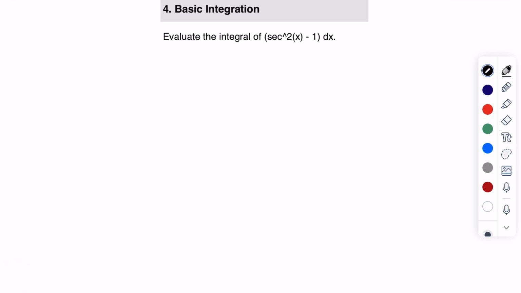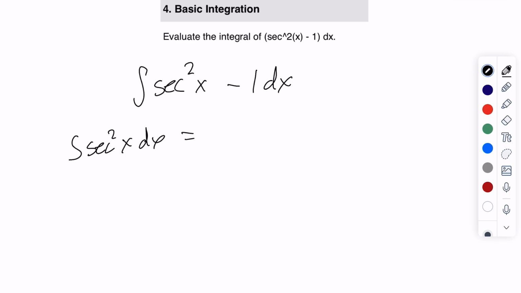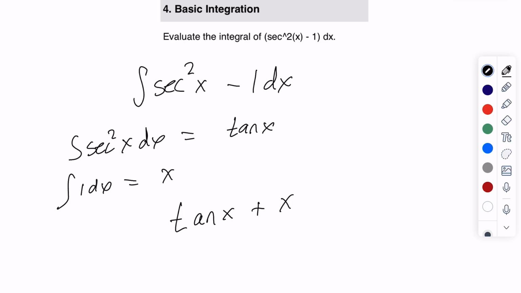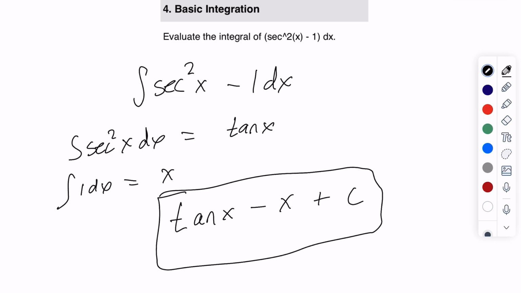For this problem, we're just going to evaluate the integral of secant squared x minus 1. And what we'll get is the integral of secant squared x is tangent x, and the integral of 1 is x. So we'll get tangent x plus x, sorry, minus x, plus c. That'll be our final answer there.